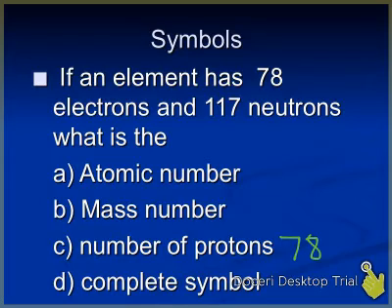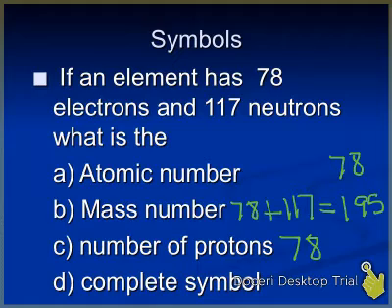If we have 78 protons, what's our atomic number? 78. So is 78 going to be my subscript or my superscript? Subscript. It then says that we have 117 neutrons. Is that my mass number? No, but to figure out my mass number, we're going to take protons plus neutrons. We know we have 78 protons, and we know we have 117 neutrons, so it's going to be 195. Where do I put my mass number now? It's a superscript, so it's going to go on top of the 78.